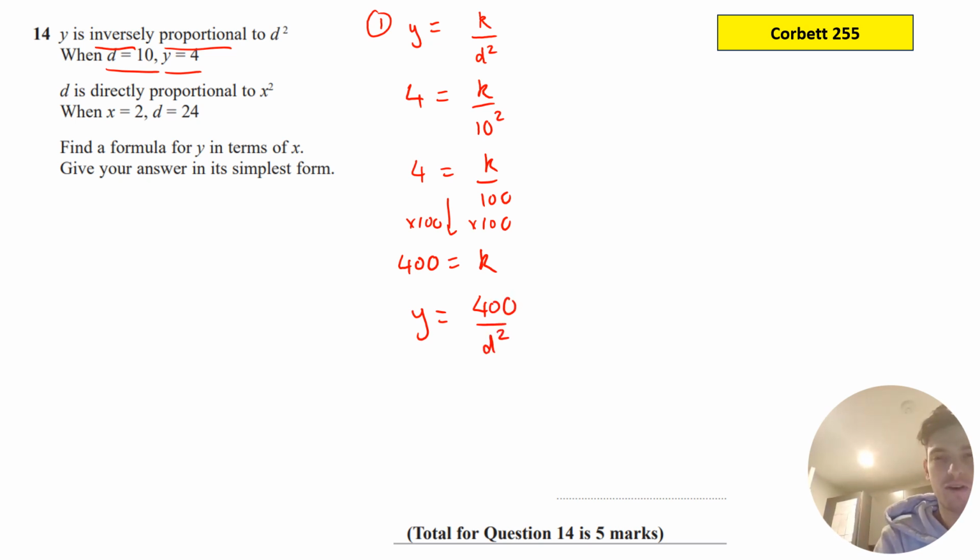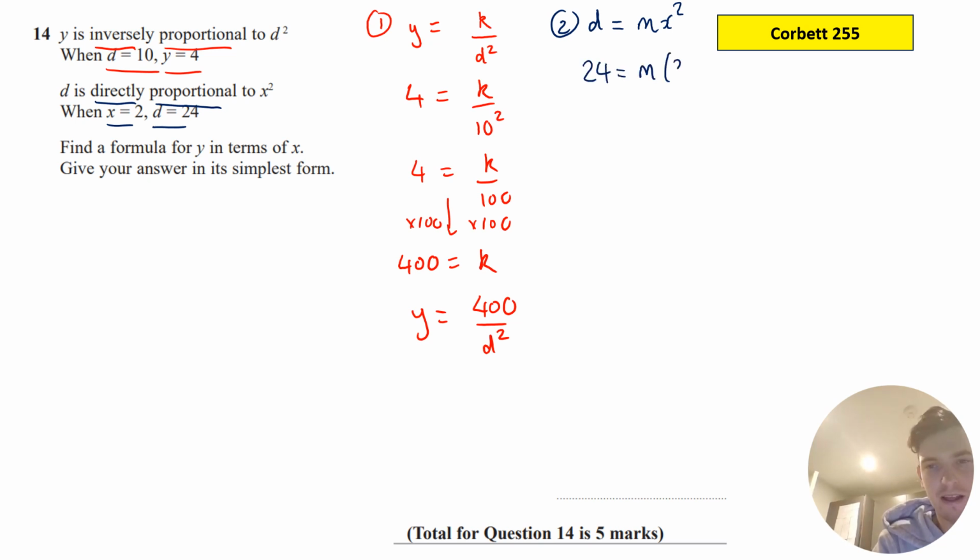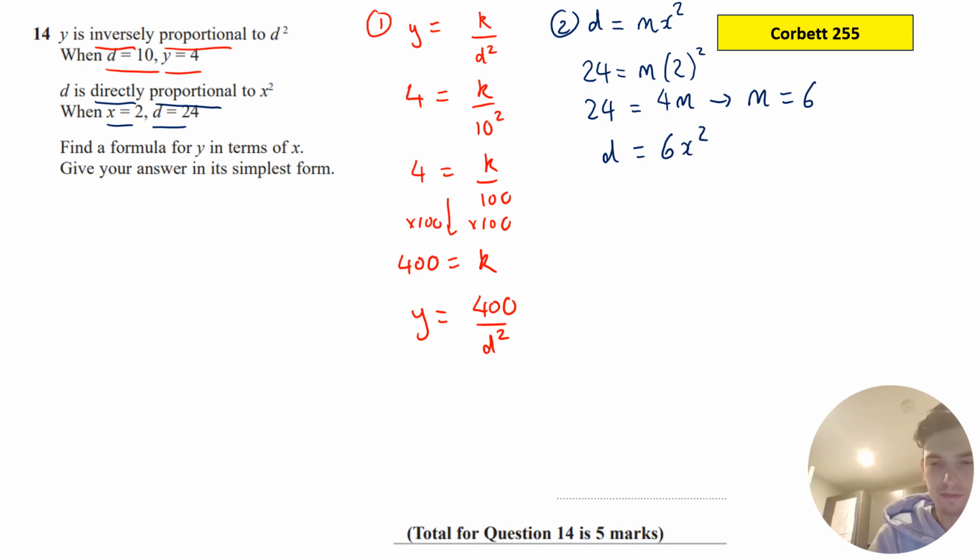Okay, step 2. D is directly proportional to x squared. I'm not going to write k. I'm going to choose another letter for my constant. So k if you wrote k, but I'm just going to write m. So d equals mx squared. X is 2, d is 24. So 24 equals m times 2 squared. So 24, 2 squared is 4. So m is 6. So d equals 6x squared. Okay.